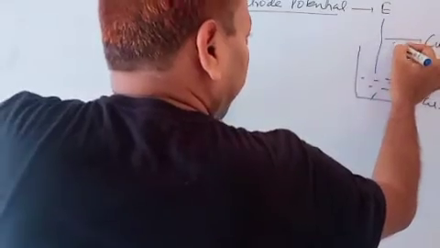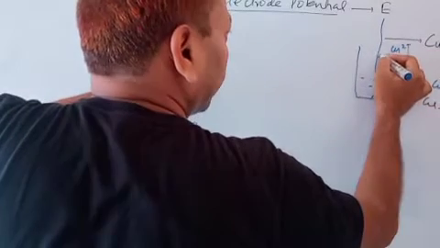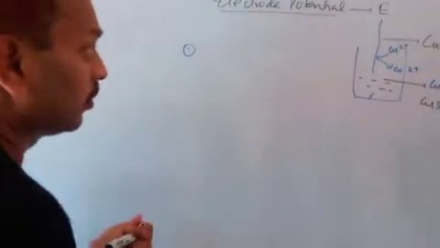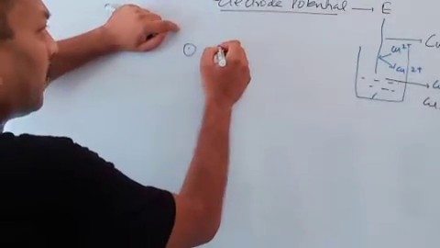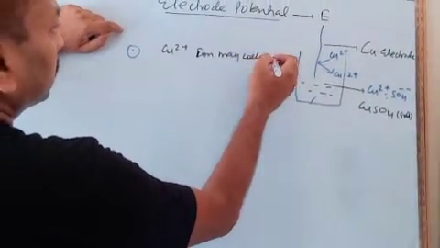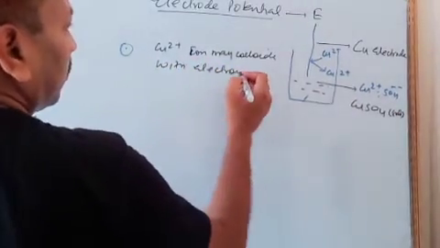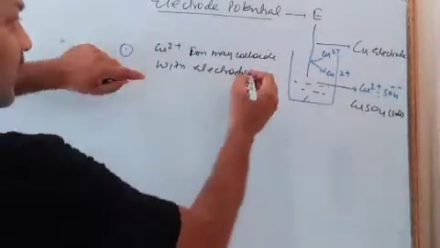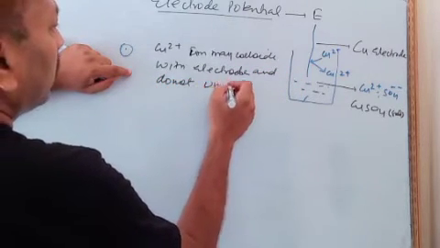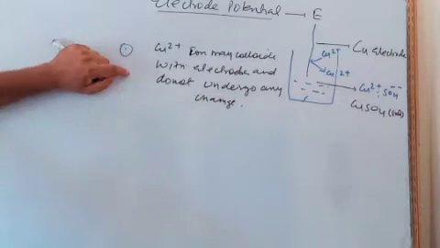The first possibility is that these copper ions may collide with the electrode, and there is no chemical reaction and they do not undergo any change. This is the first possibility.